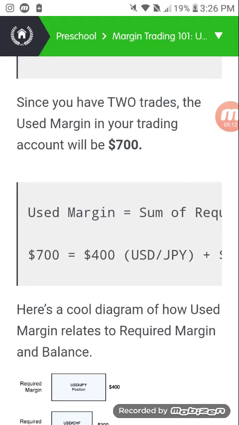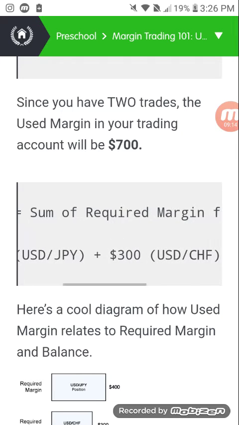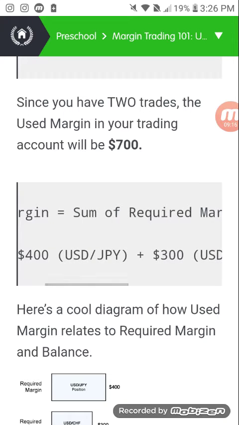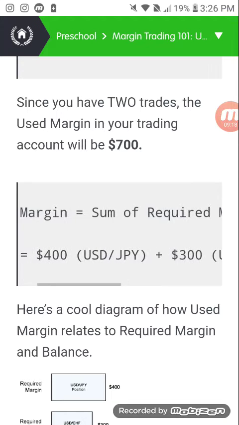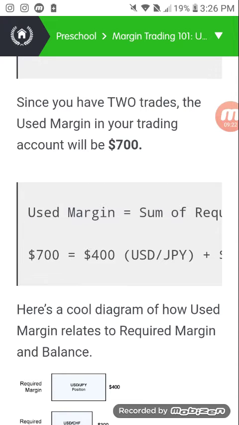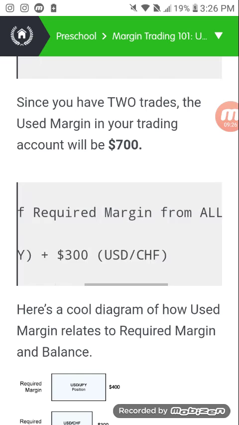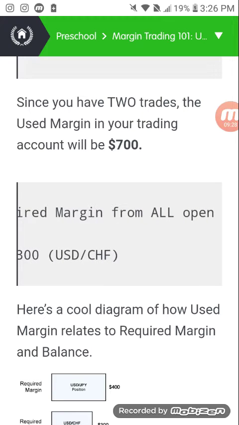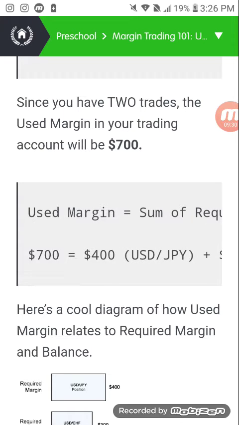So you take simply 300 from USDJPY plus the 400, or 400 plus the 300 from USDJPY, and it gives you the used margin, which is the sum of the required margin of both of those trades, or all those trades. So now you have a used margin of 700.